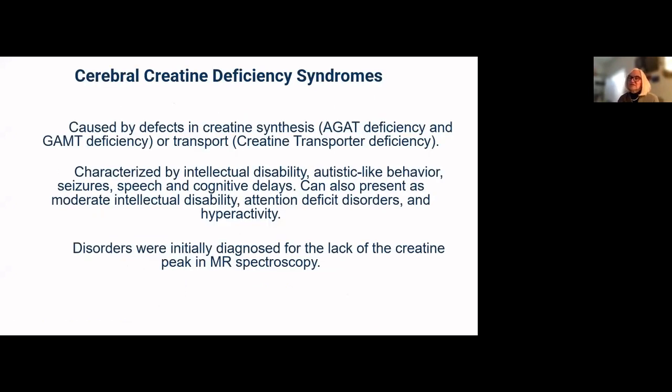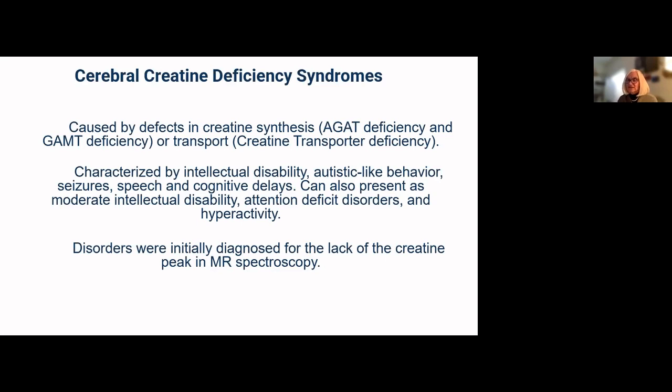What are cerebral creatine deficiency syndromes? These are conditions that are caused by defects either in creatine synthesis, therefore defect in the enzyme AGAT or GAMT, or they are caused by deficiency in the transport of creatine, therefore creatine transporter deficiency. Their clinical features are mostly overlapping.